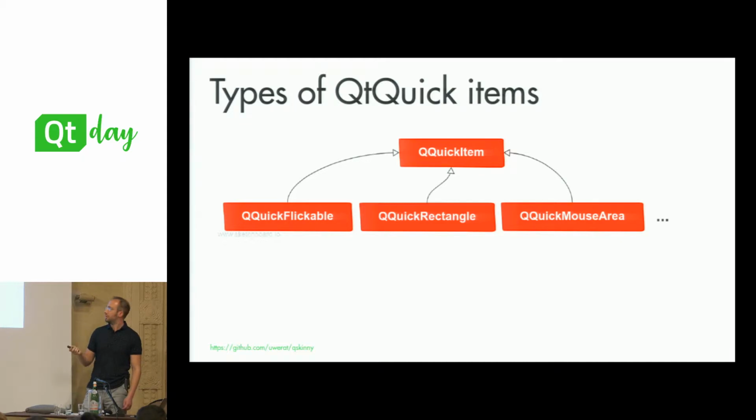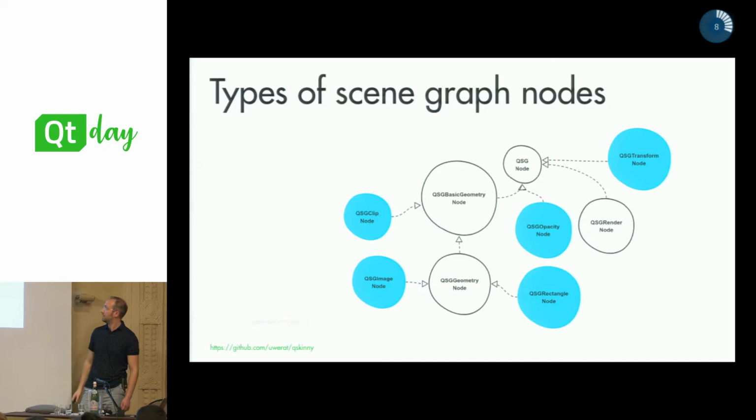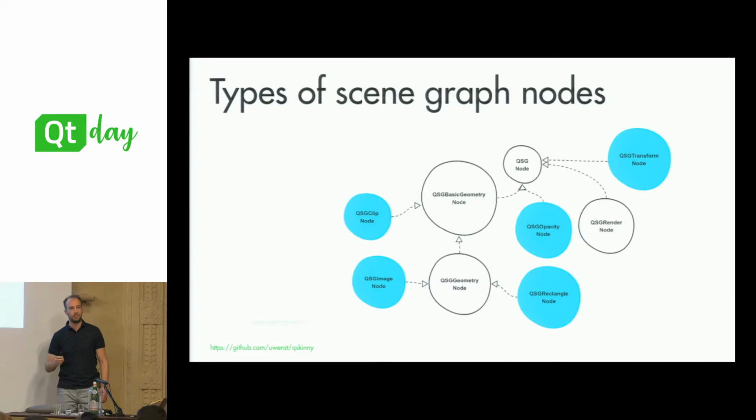Now, more interestingly, if we step one layer down to the scene graph layer, we have a lot of different scene graph nodes. I tried to highlight the ones that I found important in blue. There's a transform node, opacity node, clip node, image node, rectangle node, and a lot more. Again, the QSGNode is the main node that you can derive from.